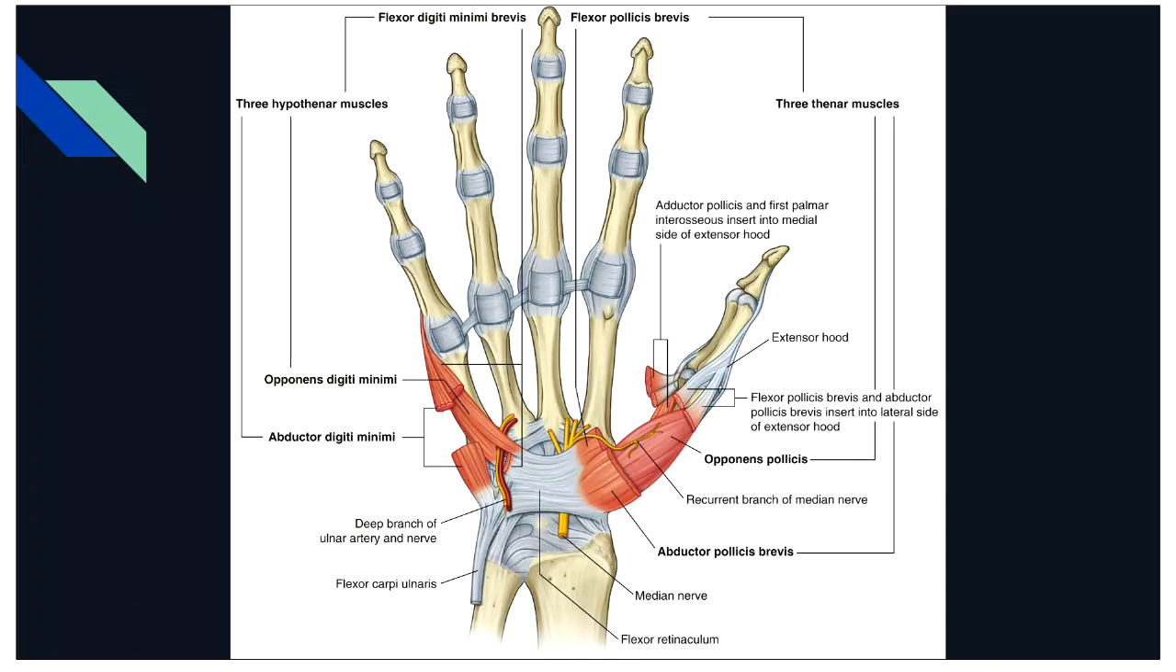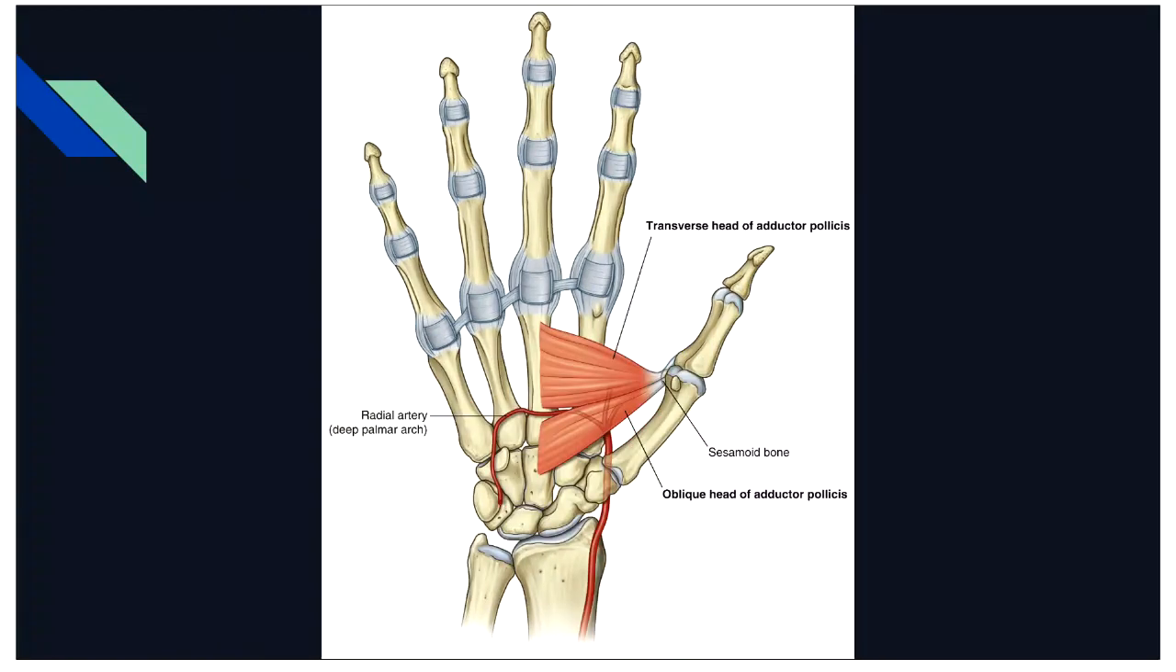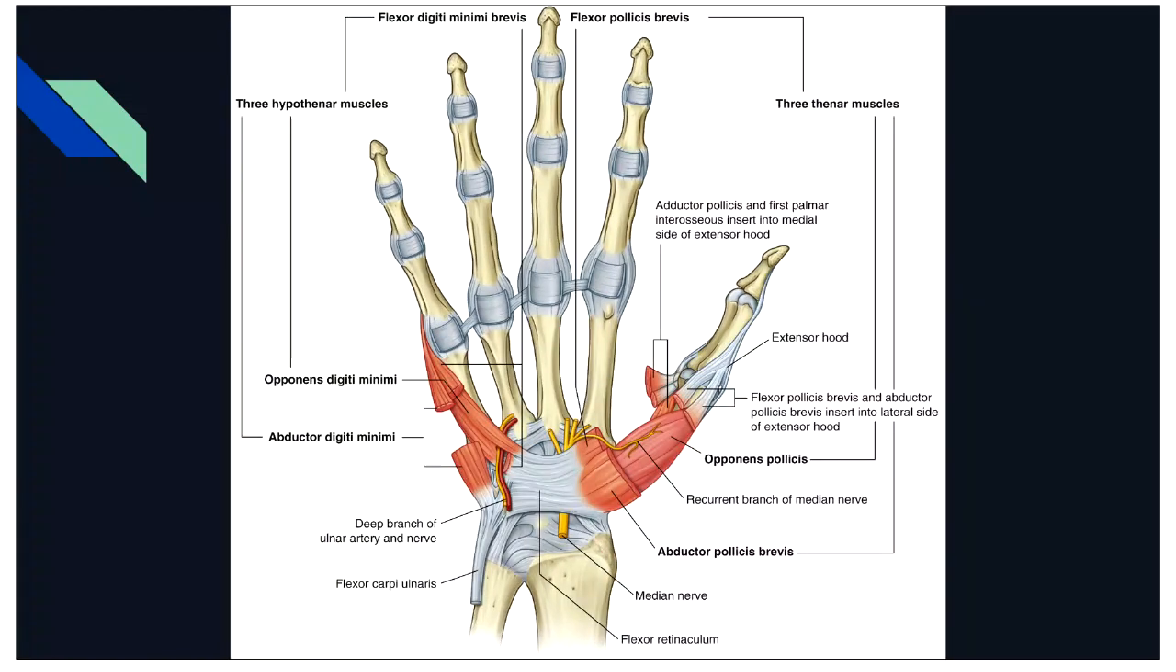So let's talk about these muscles. Let's start here. Flexor pollicis brevis. We talked about it earlier. That was this one right here. Okay, they got a cutaway here. And as you can see, it's going to probably be innervated by which nerve?